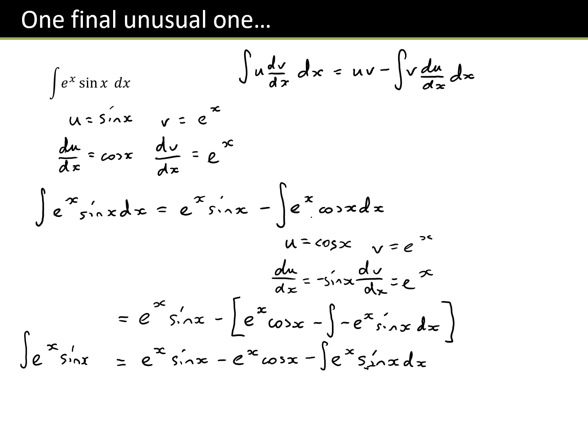Now we've got here the question again, haven't we? This is, as it says in the title, a very nasty, weird one, because you get the question back in your answer. Now there's a little trick you can do. On both sides you have the same thing, but this is a negative one, isn't it? So if you add this to both sides, you're going to get two lots of the question.